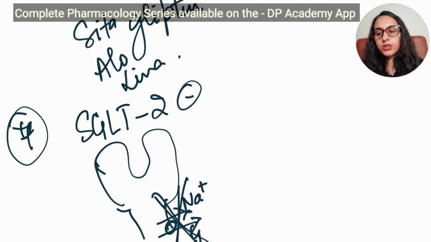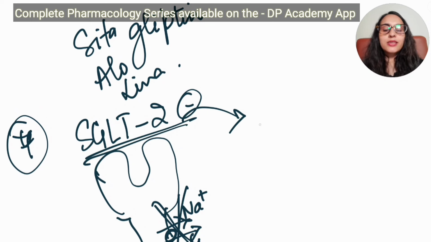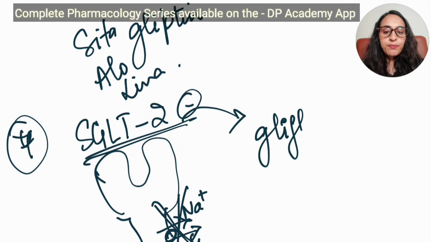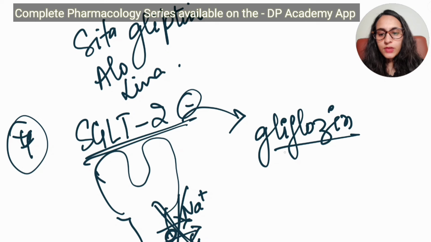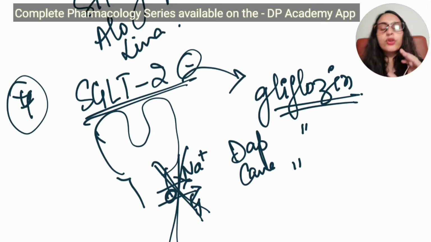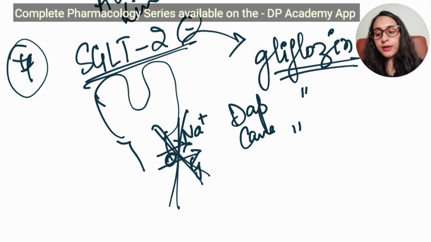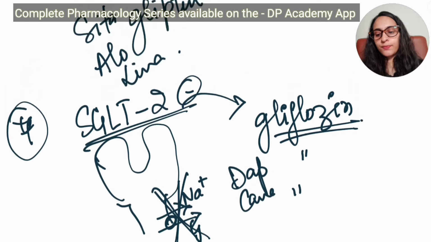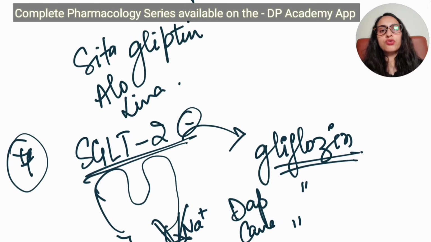This is how the SGLT2 inhibitors act, and these are the drugs that end with gliflozin. For example, dapagliflozin, canagliflozin. SGLT2 inhibitors will lead to sodium and glucose loss into the urine. So it also has a diuretic effect, so it is beneficial in case of heart failure. It also causes weight loss. So these are the oral anti-diabetic drugs.